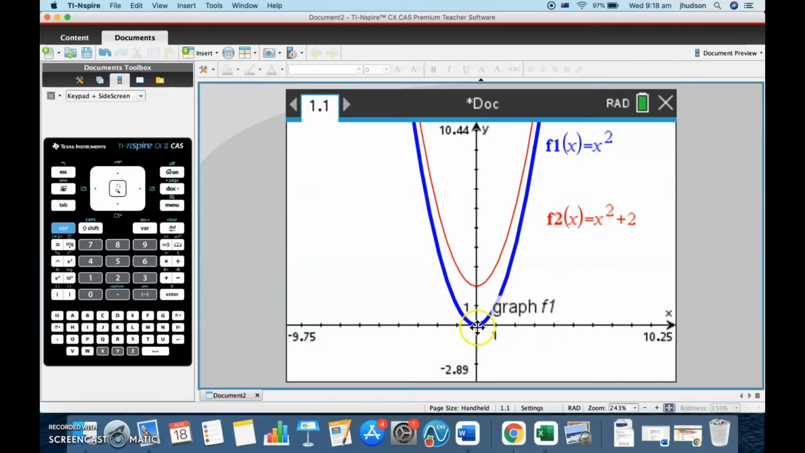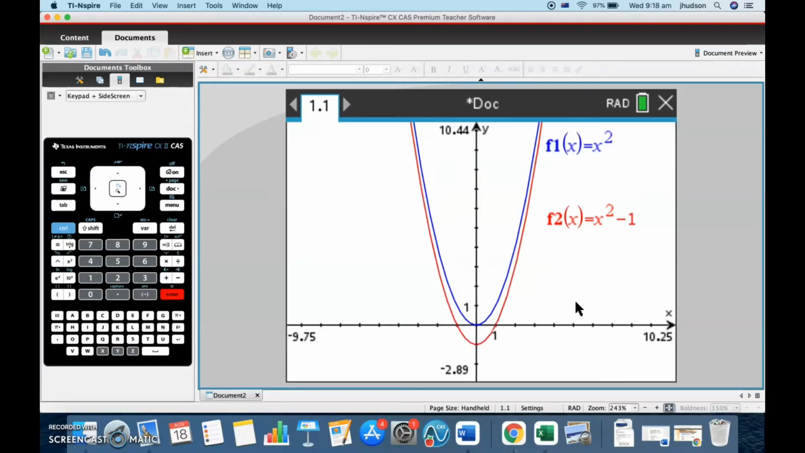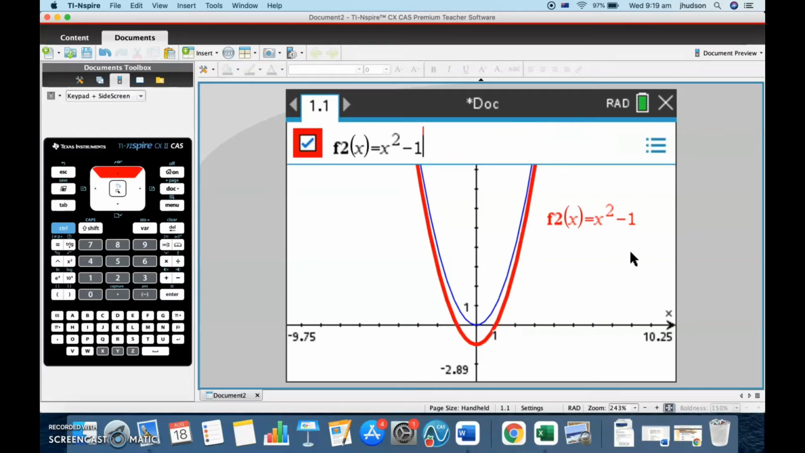So this blue one had its turning point at 0, 0. This red one, its turning point's been moved up to where x is 0 and y is 2. Let's change that again and see what happens. Instead of plus 2, I might change it to minus 1. Do you see how if we compare x squared and x squared minus 1, the minus 1 has been moved down 1 unit? So if you're adding on anything to the end, it's going to move it up or down. All right, let's see what else we can do.